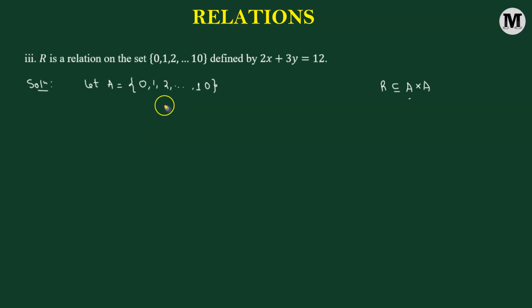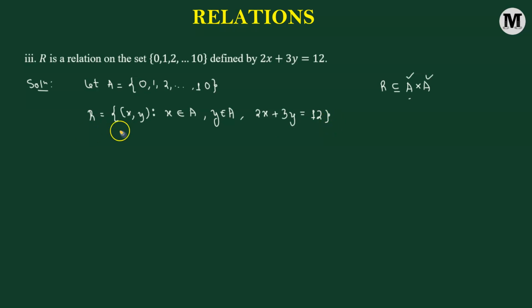So what we will do, we're going to define the relation R such that it is the set of the ordered pairs (x, y), such that, what is x here? x is an element that belongs to the set A. So it belongs to the first set A, and y is another element which belongs to the second set A, which is A itself. And then we have the relationship between the two numbers x and y: 2x + 3y = 12.